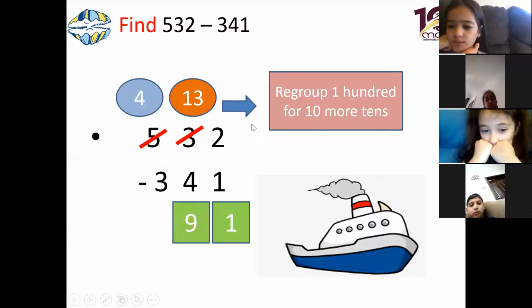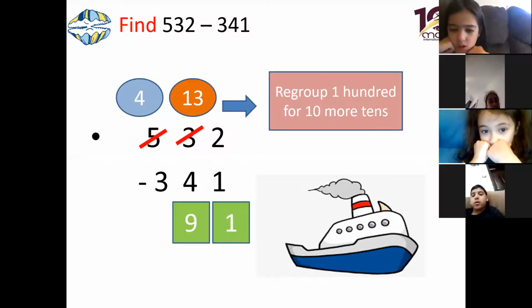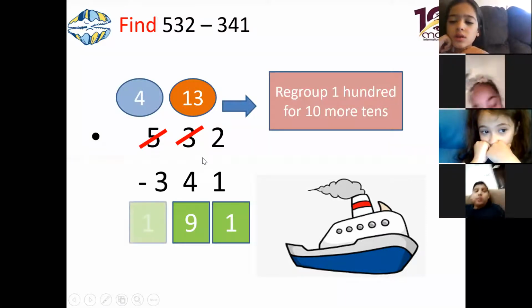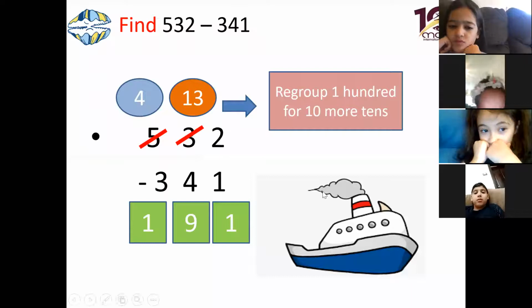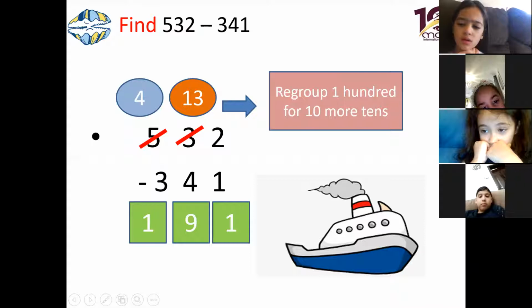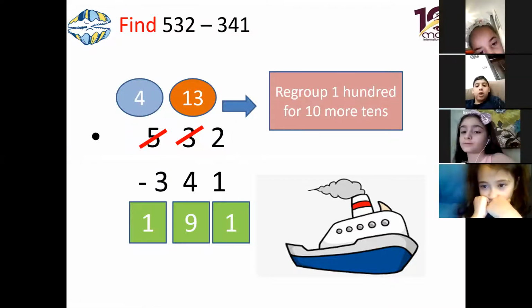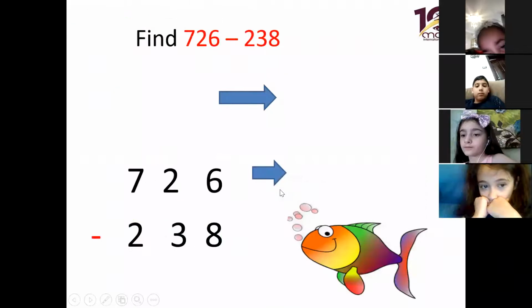9. And do not forget that we took 1 ten from the 5. So the 5 turned to 4. It's not 5 anymore. Now I need to subtract 4 minus 3 equals 1. So what is the answer? Taimur, can you read this number, please? 191. Excellent. It is 191. So the answer is 191. Okay.